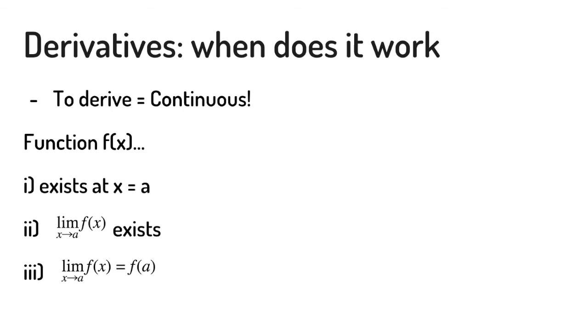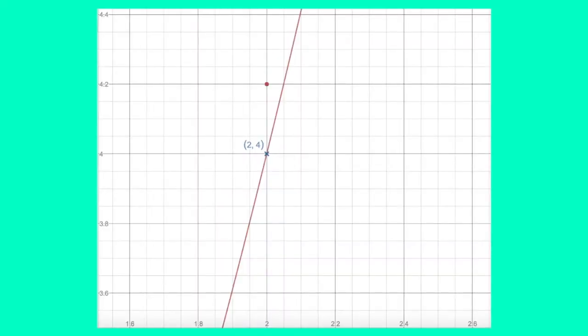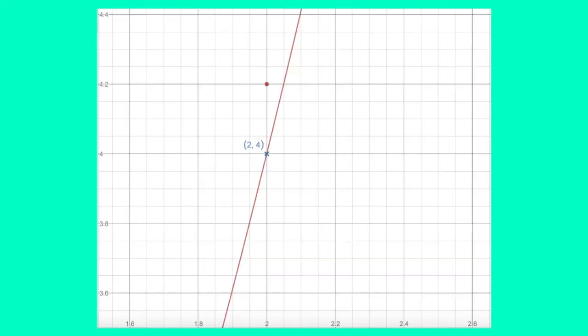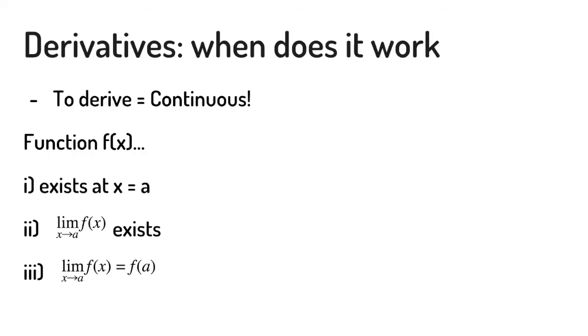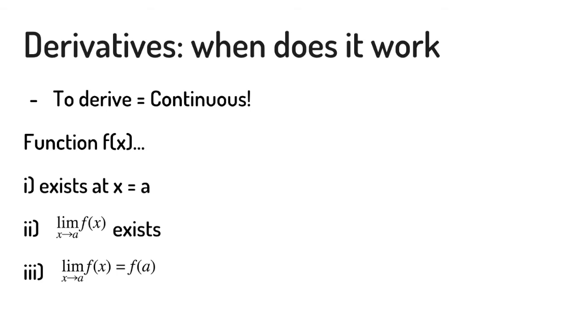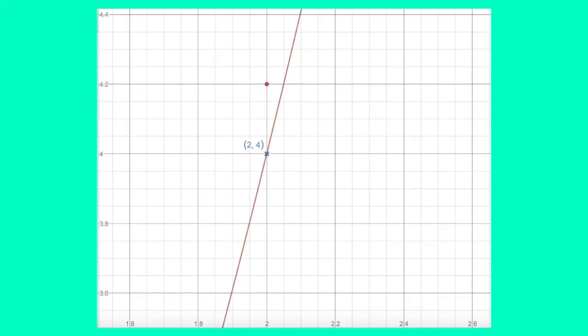And that is why it meets the second condition, because we're talking about limits, not the actual f(2), the function value at 2. So the third condition: the limit as x approaches a of f(x) equals f(a). Does this happen? No, because the limit as x approaches a of f(x) is equal to 4, but f(2) in this function is defined as 4.2, so 4 does not equal 4.2, and that is the reason why we can't apply the derivative to this function at point 2.